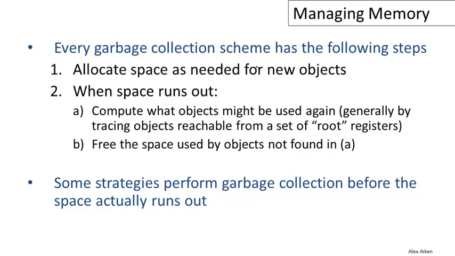So every garbage collection scheme has the following steps. We're going to allocate space as needed for new objects. So we just go ahead and allocate new space as long as we have space, whenever we need it. And when space runs out, we need to compute what objects might be used again. And generally that's done by tracing objects reachable from a set of root registers. And then we're going to free the complement of that set. We're going to free the space used by the objects not found in part A. And we'll just say that some strategies do perform garbage collection before the space actually runs out. And we'll actually look at one of those in a future video.